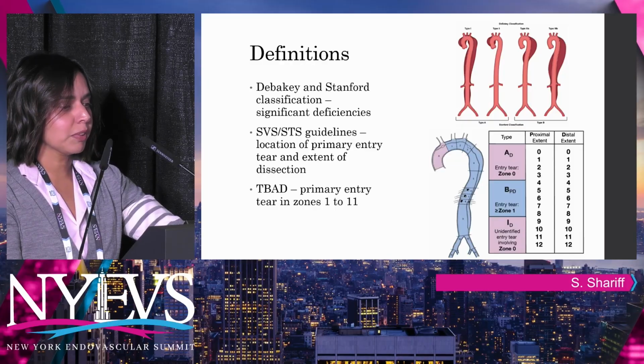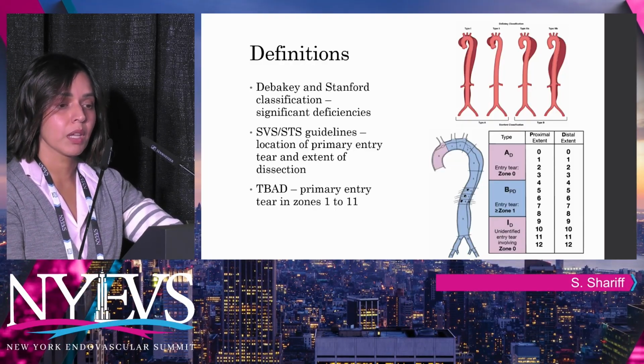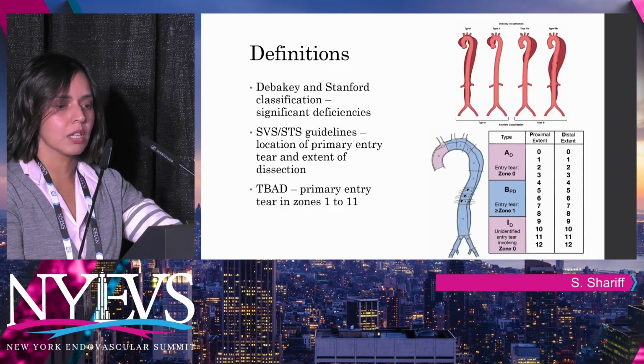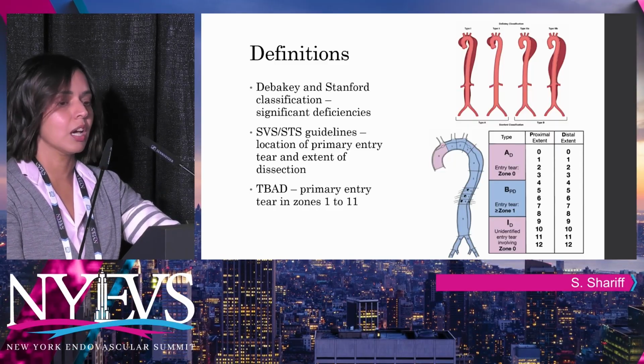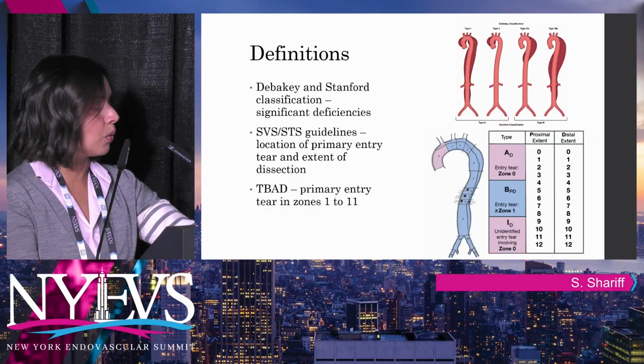So let's start with some definitions. Traditionally, we've classified them using the DeBakey and Stanford classification. And more commonly used is the Stanford classification, which is a type A or a type B dissection. So a type B entry tear is distal to the subclavian origin.